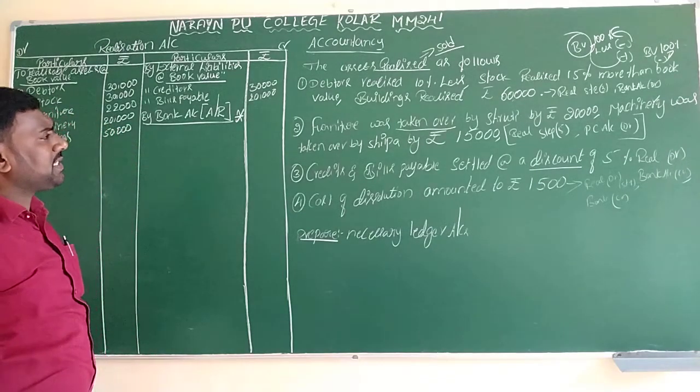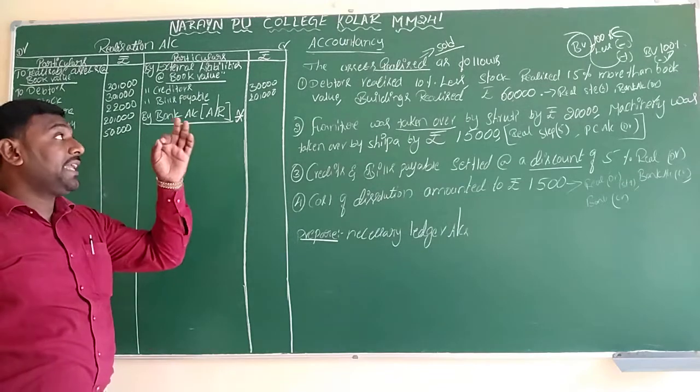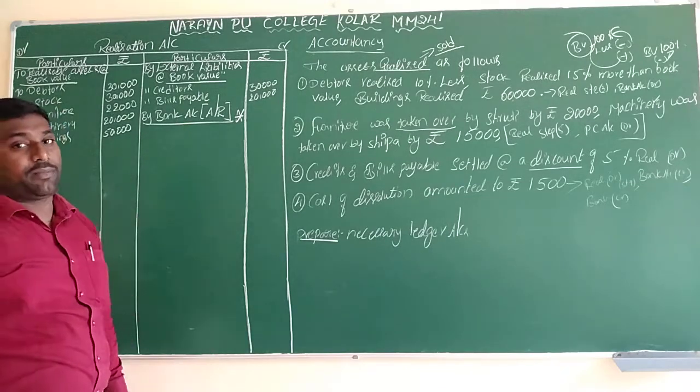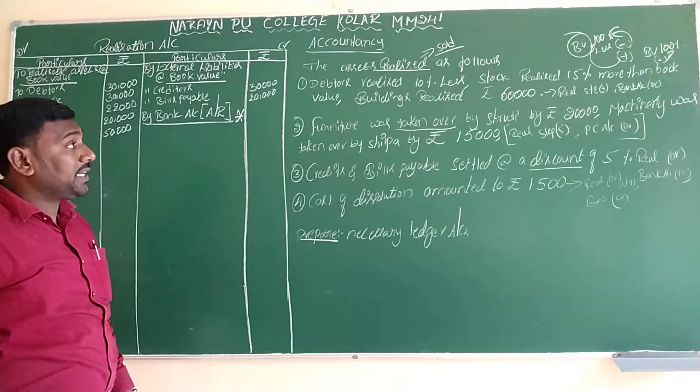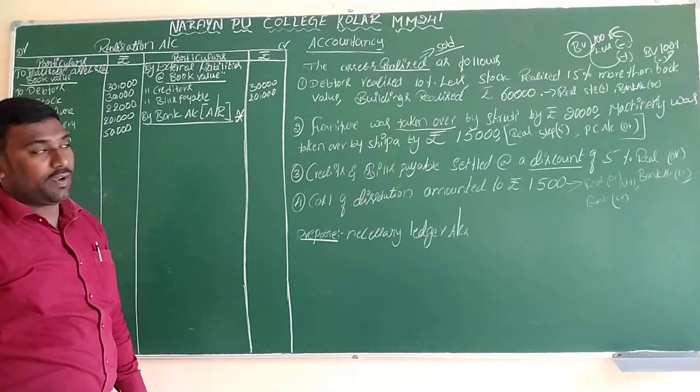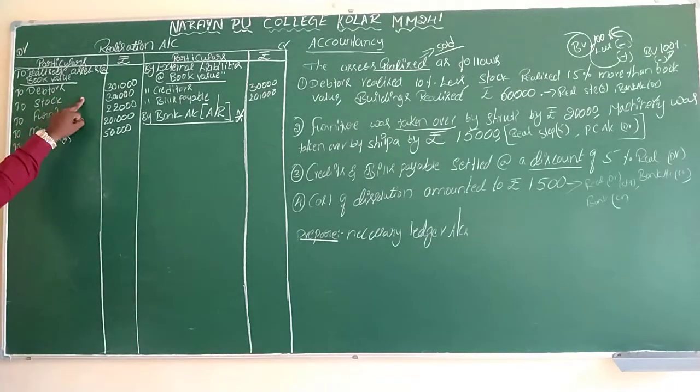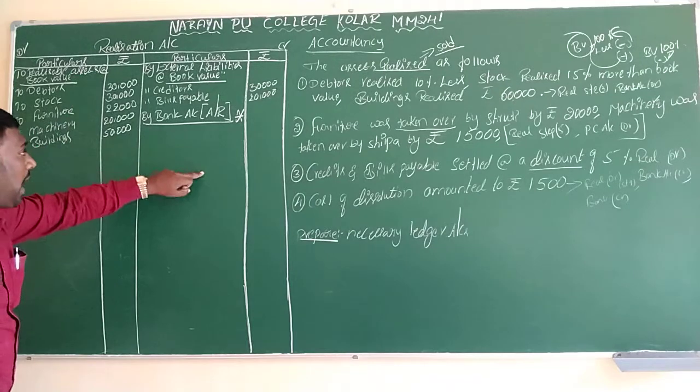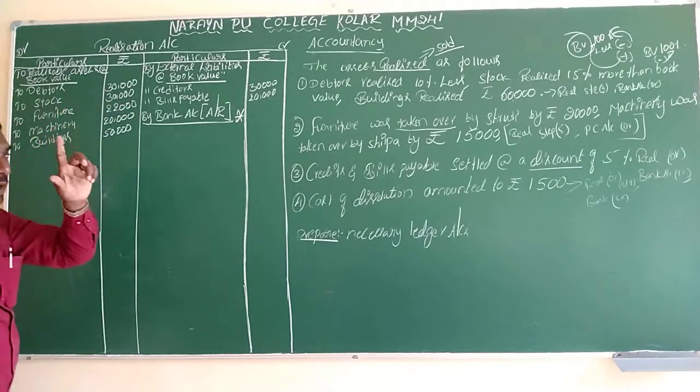So adjustment number 1 says debtors realized. Realized is nothing but sold, 10% less than book value. What value is given in the balance sheet, that is 100%. If less, we should deduct from the 100%. If more, we should add to the 100%. Have you got the concept?